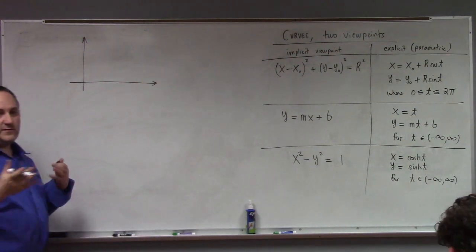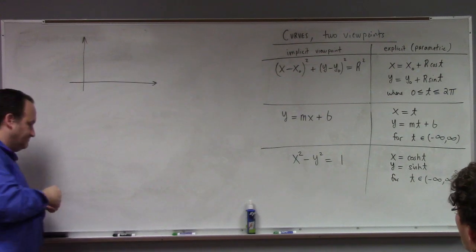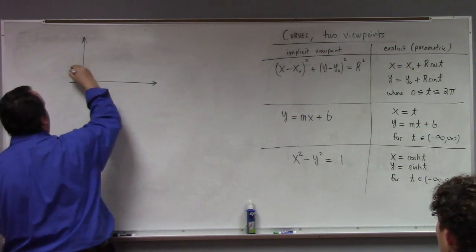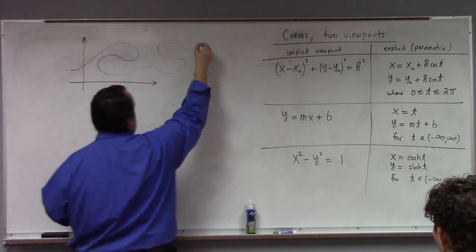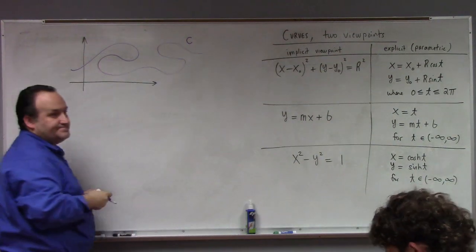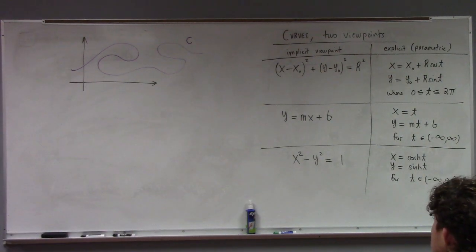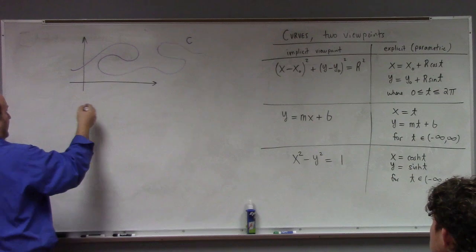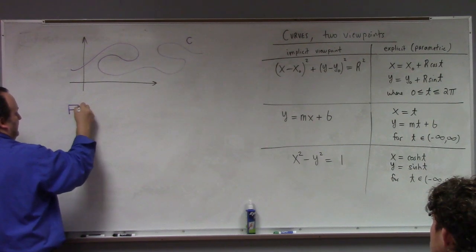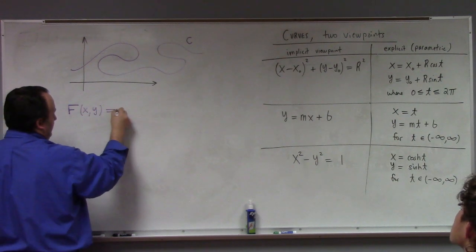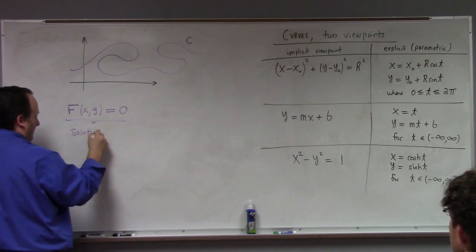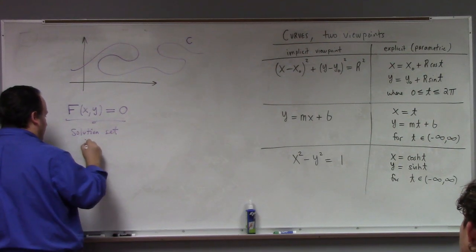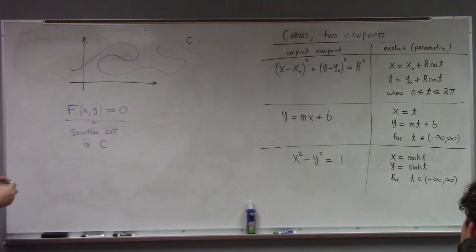But see, a curve could be any old thing, right? A curve could be something like this. All right? See, a curve. And on the one hand, you could explain this curve, perhaps you could find an equation. Let's say f of x comma y equals 0. So if you take the solution set, that is C. All right? That's the one thing.